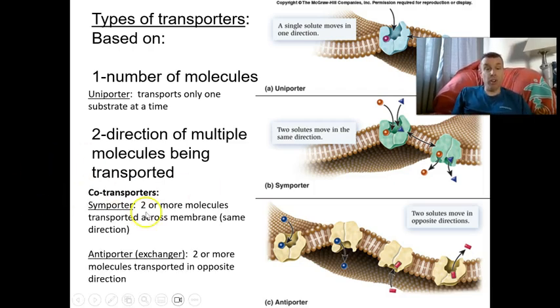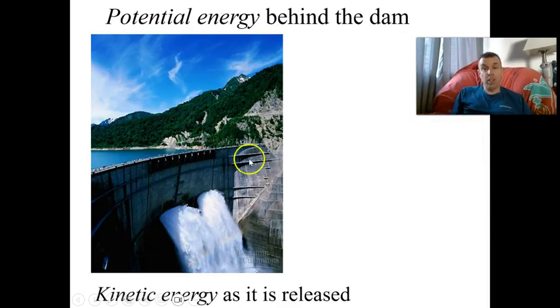So a symporter are two things moving in the same direction. So here's our example here. I've got these red molecules and the blue triangle molecules. They're both being moved from outside to in. Same direction, that's a symporter. Whereas an antiporter, they're moving in opposite directions. So in this case, the blue solute is moving inside, and then the red solute binds and moves to the outside. Opposite directions, antiporter. Okay.